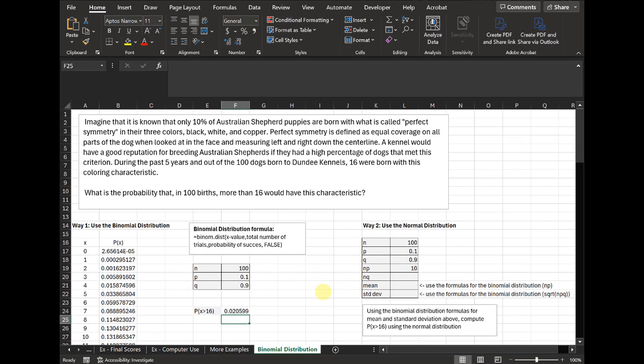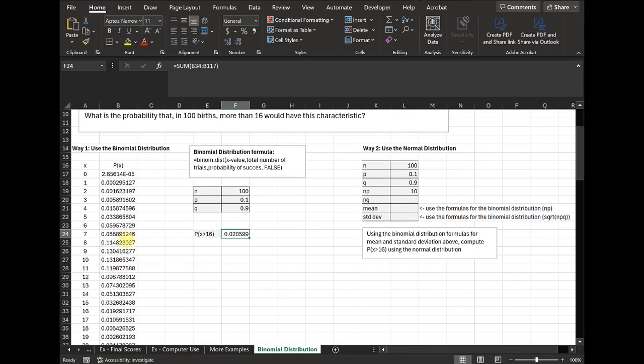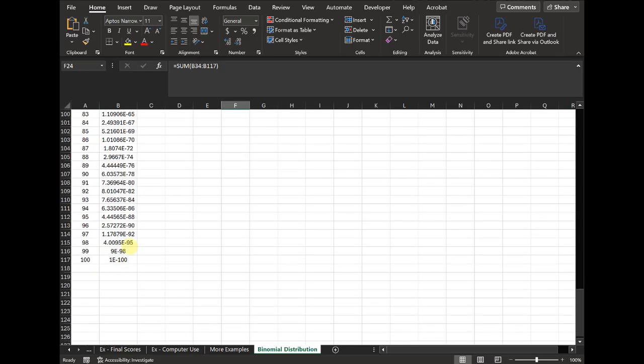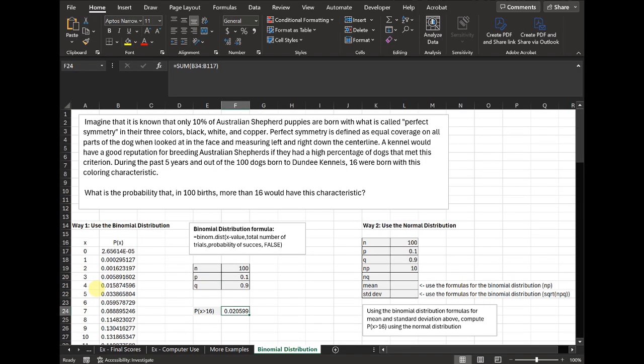So going back to that question of, is it actually impressive that a kennel got 16 puppies with this coloring characteristic? There is a 2% chance that a kennel could get 16 or more dogs within a group of 100 with that characteristic. So that is pretty rare, okay? As you can see, using the binomial distribution can be a lot of work in some ways if you have a lot of trials. In this case, we had 100 trials, so we had to set up this giant table to make this work.